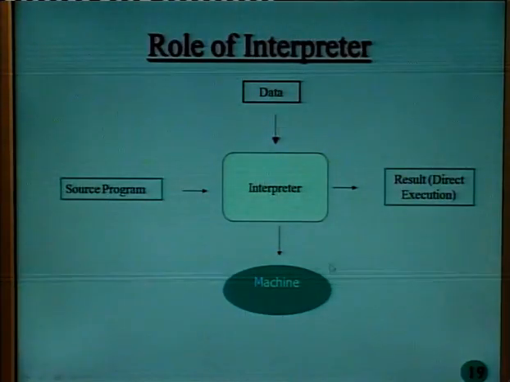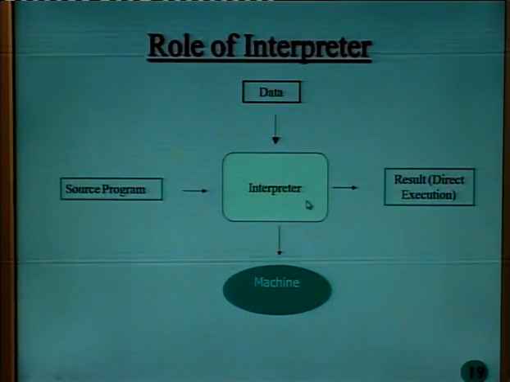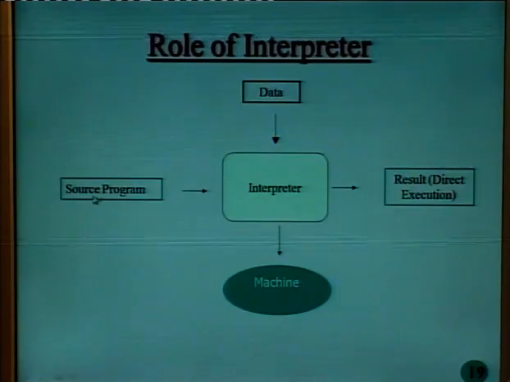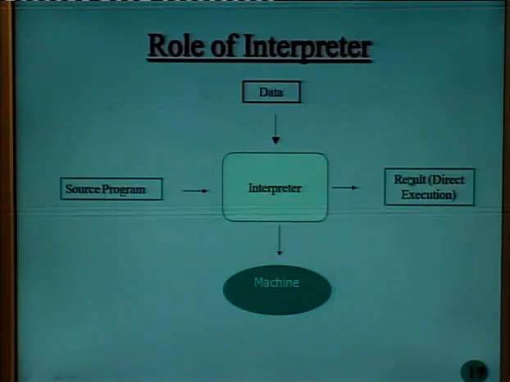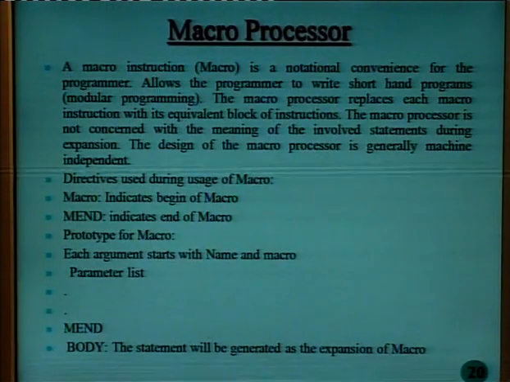So this is the functioning of the interpreter. An interpreter reads a source program and data and directly produces a result. This is one line: translate one line and produce the result. This is the role of the interpreter.